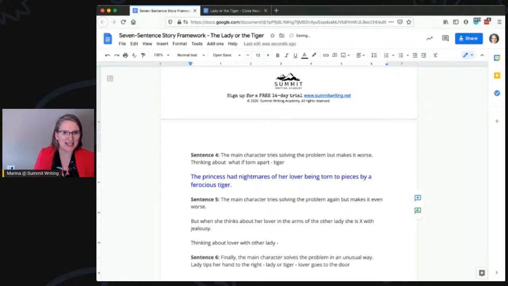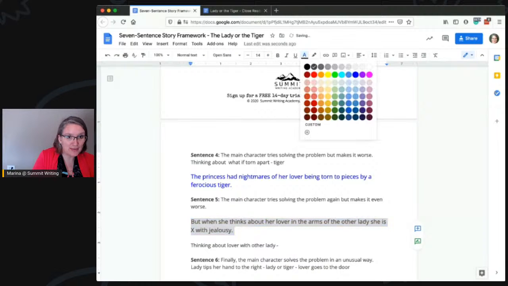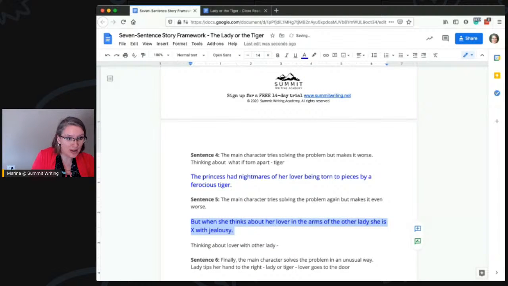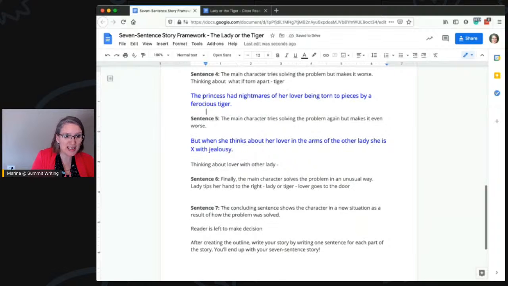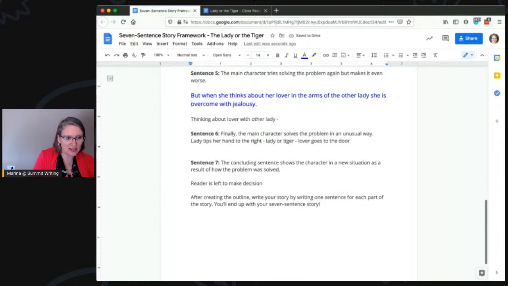And sometimes when you can't think of the word that you want to use, put a placeholder and you can come back. You don't want to stop the flow of creating the first draft. So I'm going to leave that X in there for right now and keep going. So, but when she thinks about her lover in the arms of the other lady, she is perhaps overcome. Maybe that's the word I want to use. Overcome with jealousy. Now she solves the problem in an unusual way.